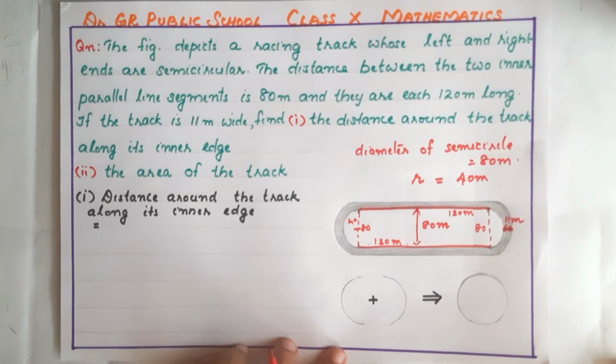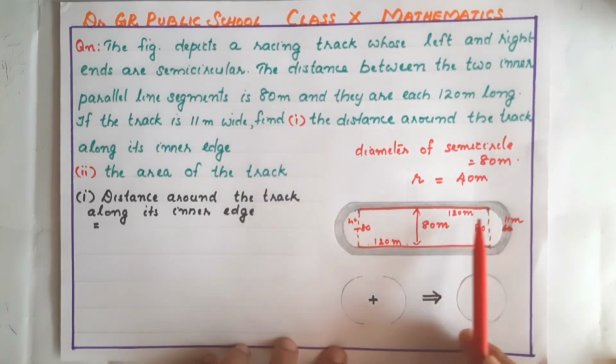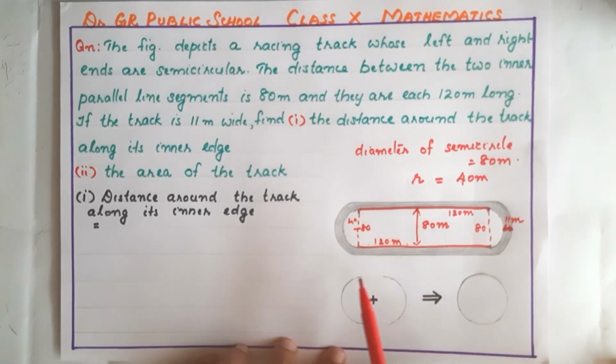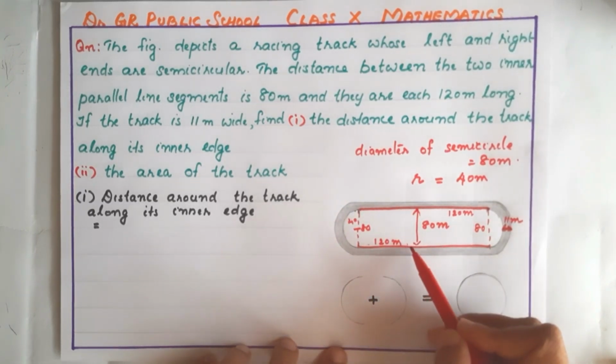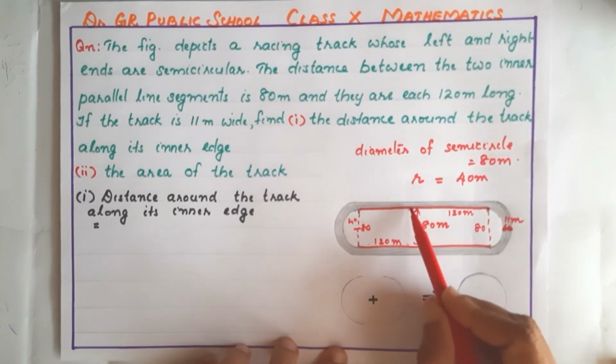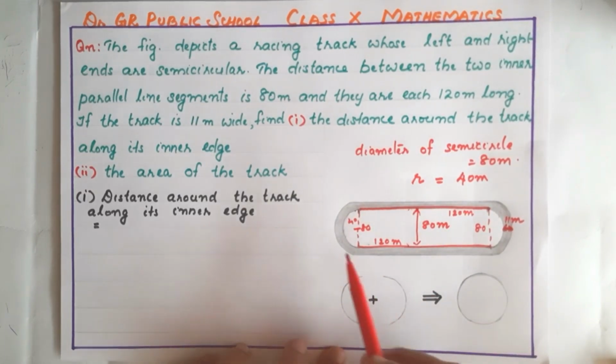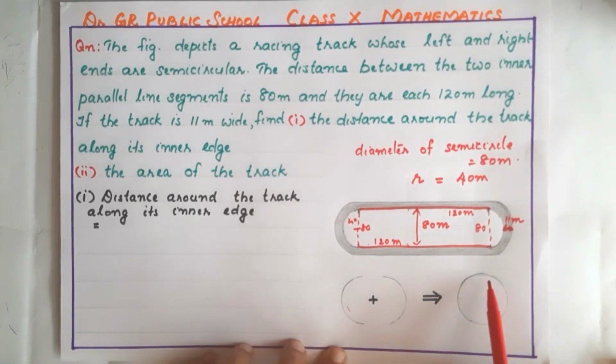So what all do we have to find out? To get the distance around the inner edge, we have to add the length of these two line segments and the length of these two semicircles. Okay, length of these two semicircles. Length of two semicircles means circumference of one circle.